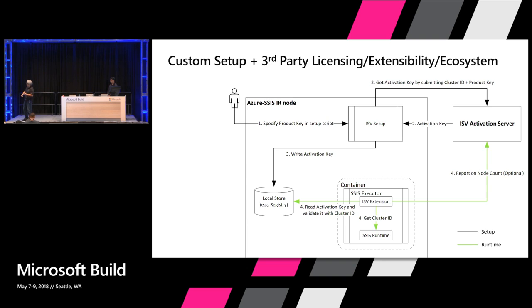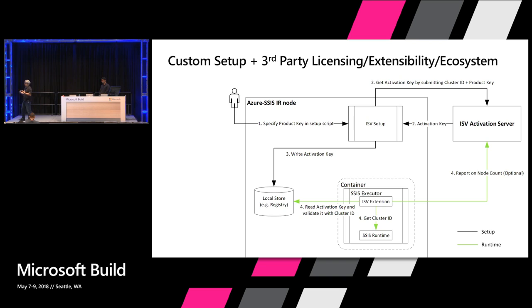The custom setup will actually connect to the ISV activation server with the product key and a cluster ID. The ISV will make sure that this is already a paid product. So the ISV activation server will send back the activation key, and then the setup will store the activation key locally inside the node. And that will be used for validating package execution later on.